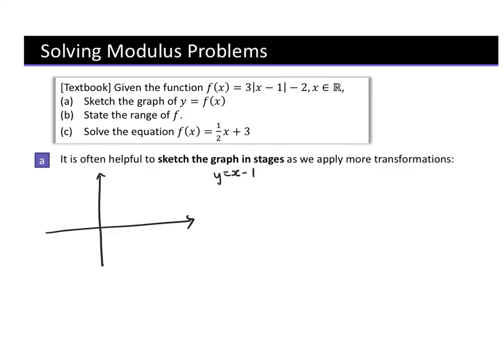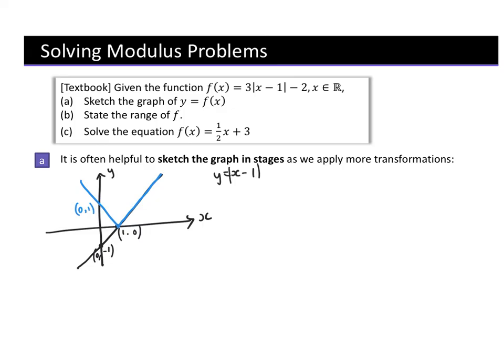So I know if I sketch the graph y equals x minus 1, it's going to cross here at minus 1. When y is 0, x equals 1, so it's going to cross here at 1. So here is my graph. This is 1, this is minus 1. Now, if we're doing the modulus of this, anything below the x-axis I need to reflect in the x-axis. So now my graph is going to look like this, and this is now 0, 1.